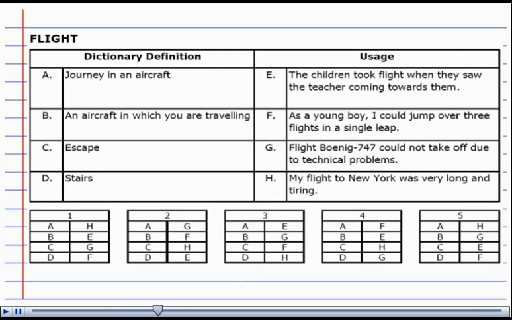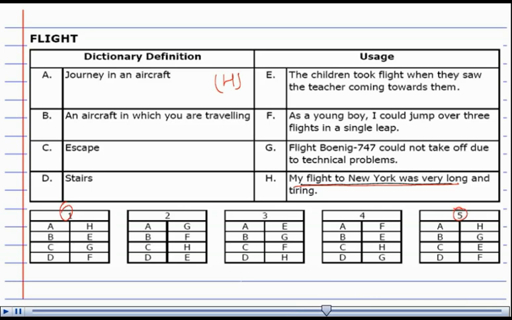Here, statement A, journey in an aircraft. There is a talk about journey. In statement H, you can see, my flight to New York was very long and tiring. It shows that the person is trying to give the description of his journey. So, the option with A should be H. Now let's check out the options given below with the same context. We have option number 1 and option number 5.